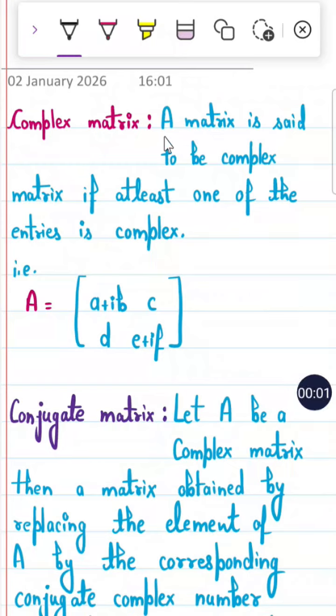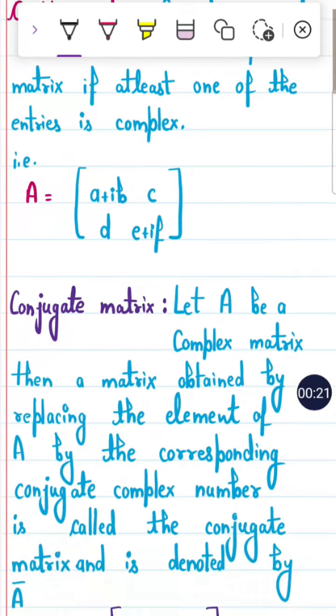Hello friends, today we will discuss complex matrix. What is complex matrix? Complex matrix is the matrix in which at least one of the entries is complex. That is, A is equal to [a+ib, c; e+if, ...]. These are the entries which are complex. So this matrix is called complex matrix.